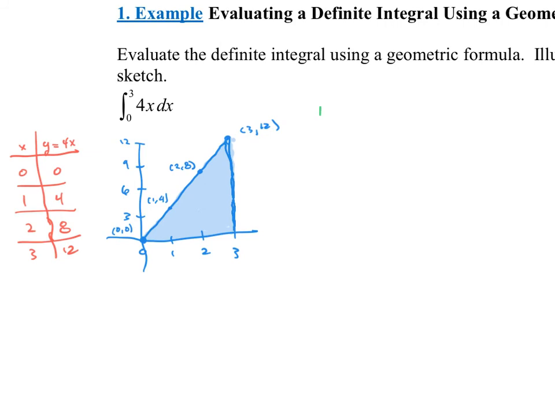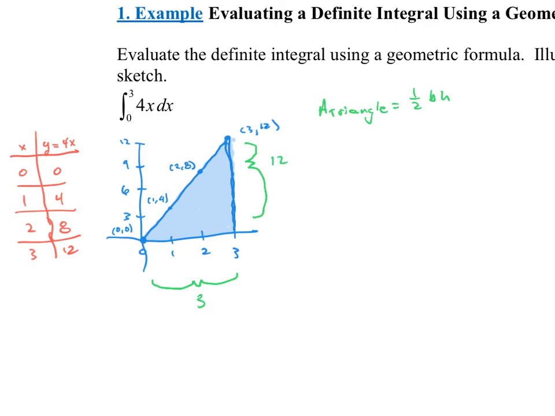So I want to remind you that the area of a triangle is equal to 1/2 base times height. So let's think about it. What's the base of this triangle? Looks like the base of this triangle has length 3. And what's the height of the triangle? Again, we want to look at the y value here. The height of this triangle is 12.